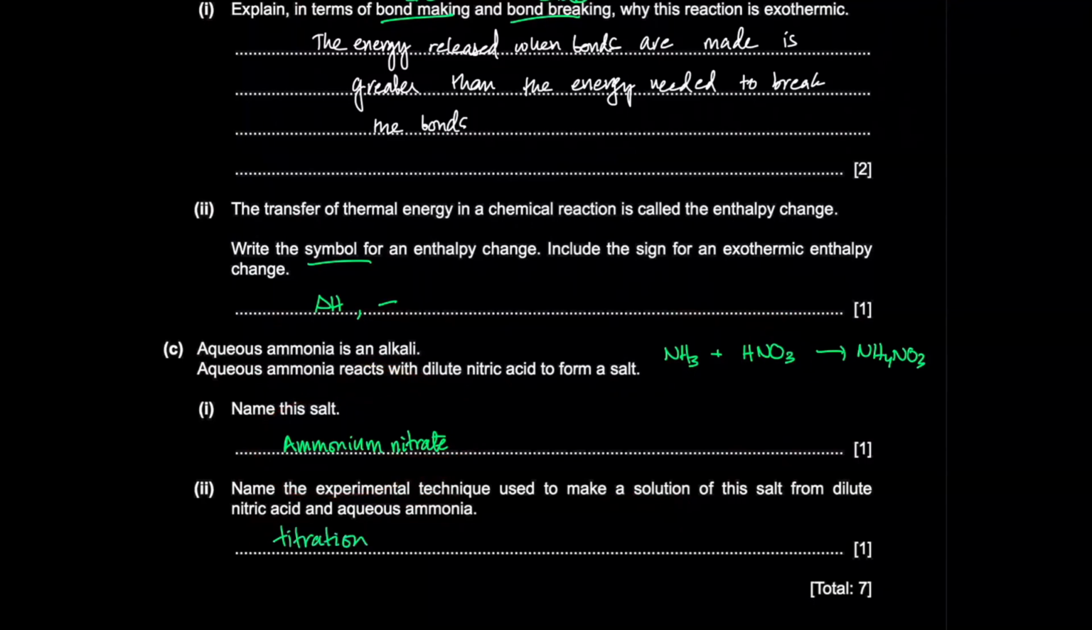Okay, titration. Remember when we did salt preparation, right? Preparation of salts. If you want to make a soluble salt, we know it's soluble because we should know all nitrates are soluble and all ammonium salts are soluble, so it has to be soluble, right? And we know that we have a solution of dilute nitric acid and aqueous ammonia. Aqueous means solution, so we have two solutions. If you're making a soluble salt from two solutions, it has to be titration.